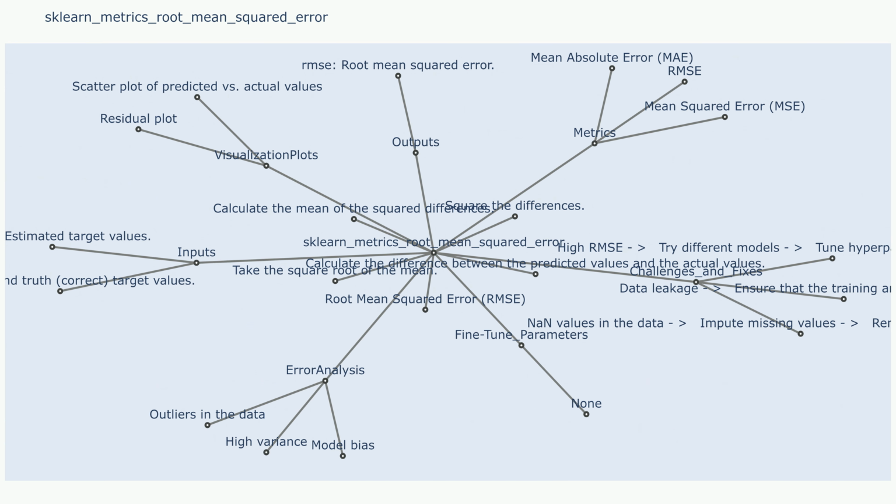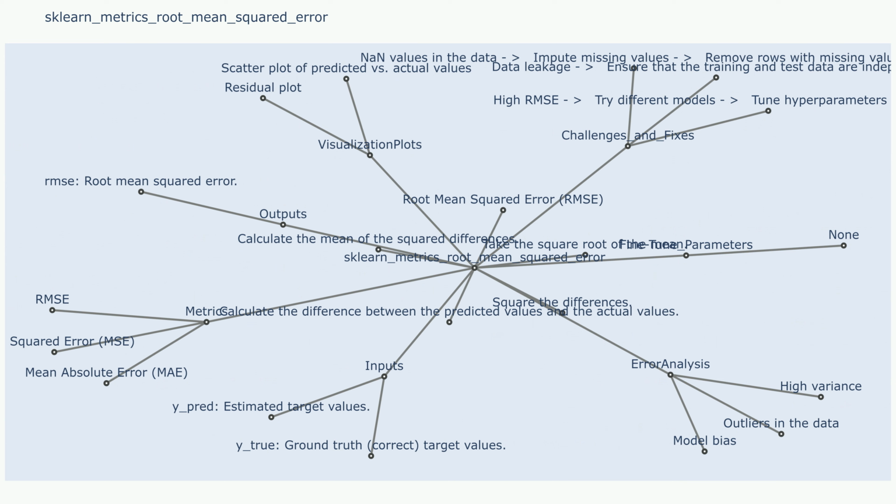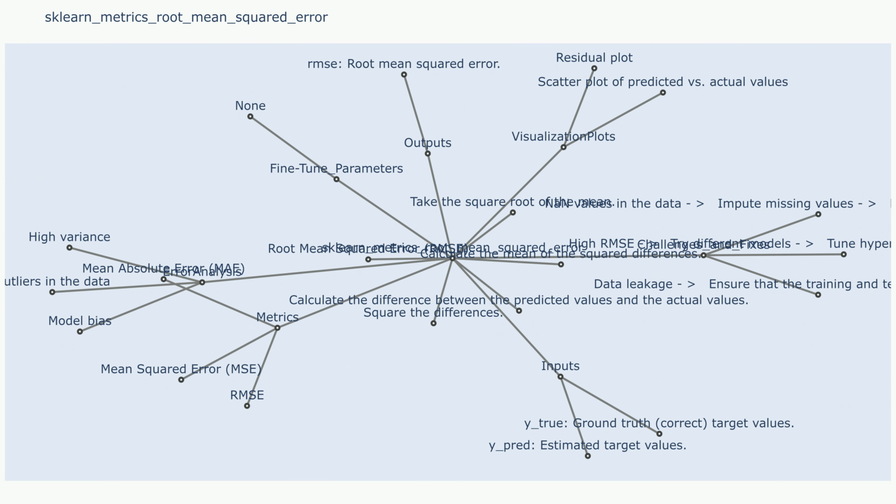Square each of these differences. Calculate the mean of the squared differences. Take the square root of the mean of the squared differences. Metrics: the RMSE is a commonly used metric to evaluate the performance of regression models. It is a good measure of the overall accuracy of the model and is sensitive to outliers.